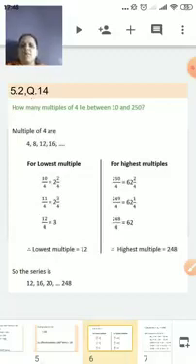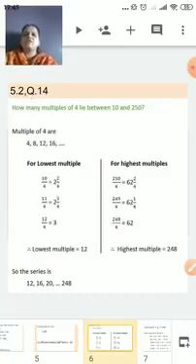Yes, let us see exercise 5.2, question number 14. How many multiples of 4 lie between 10 and 250? Now look here children, these types of sums are asked many times. They may ask you for divisors, they may ask you for multiples. Here it is given how many multiples of 4. They may ask you for 5, 6, 7, any number, and in between any two numbers, how many numbers are there? Yes, the method will remain the same for all. Clear? So if you understand this sum, you can solve any sum.